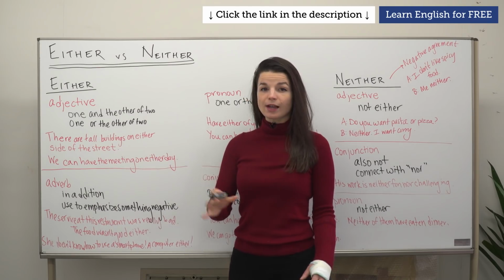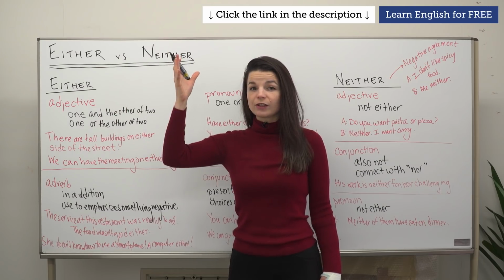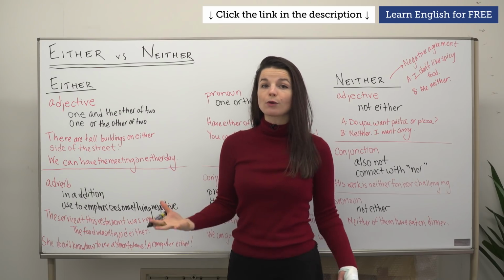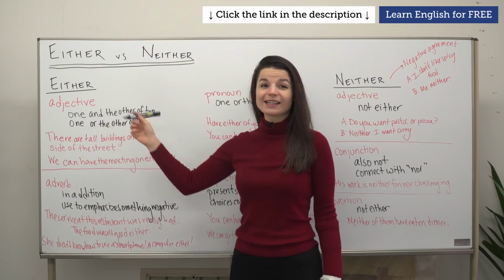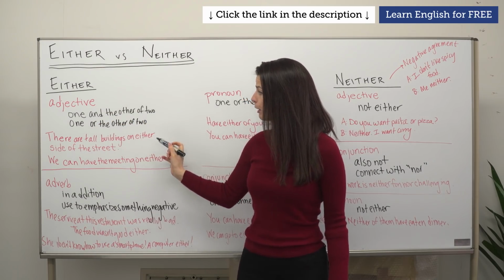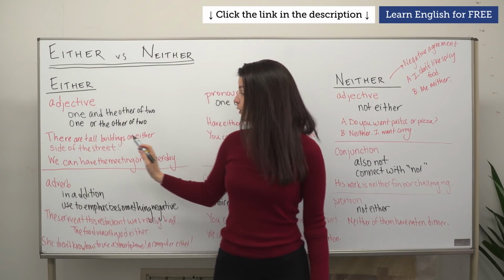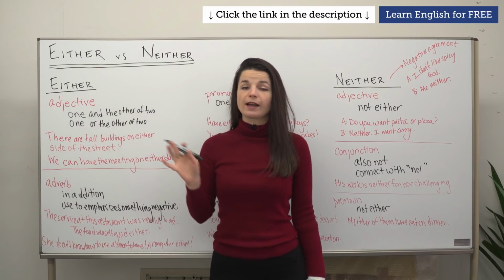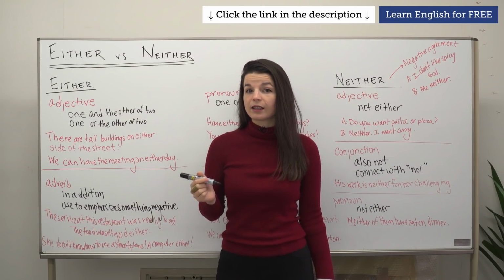On either side shows us that there are tall buildings on one side of the street and there are tall buildings on the other side of the street. So both sides of the street. Either shows us this, one and the other of two things, in this case sides. However, you'll notice that side is used in the singular form. When you use either in this way, you don't need to use the plural form. So saying on either sides of the street is incorrect. Please use the singular side.